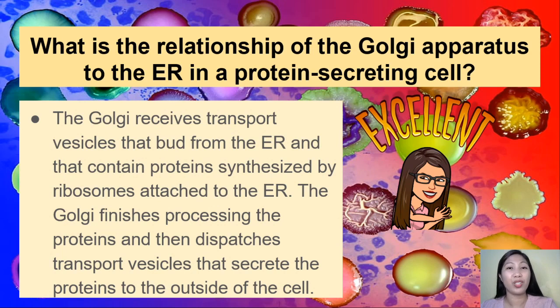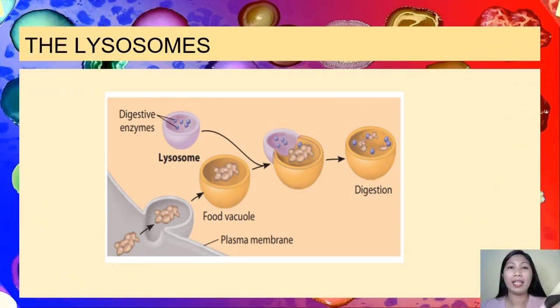Excellent! The Golgi receives transport vesicles that bud from the ER and that contain protein synthesized by ribosomes attached to it. The Golgi finishes processing that protein and then dispatches transport vesicles that secrete the protein to the outside of the cell. The next structures are the lysosomes. Lysosomes are digestive compartments within a cell.